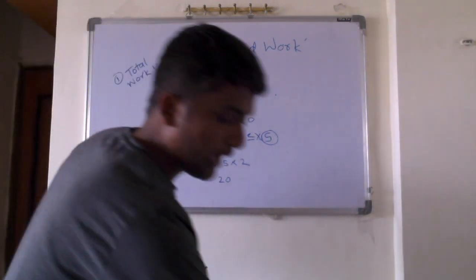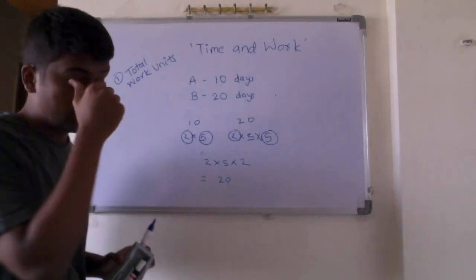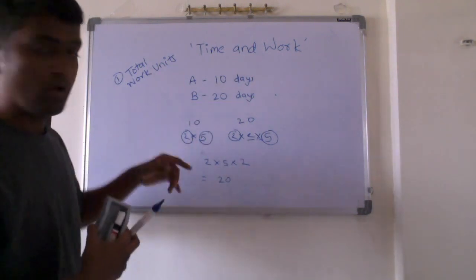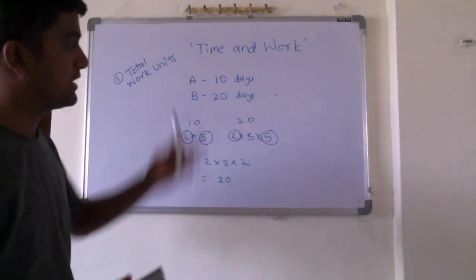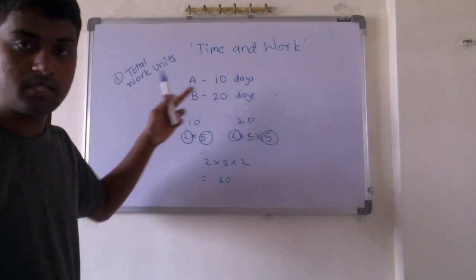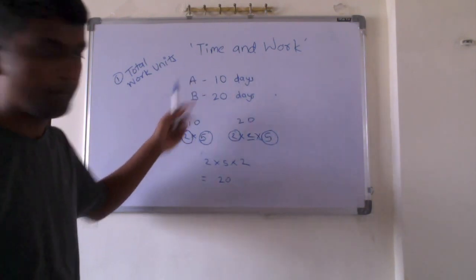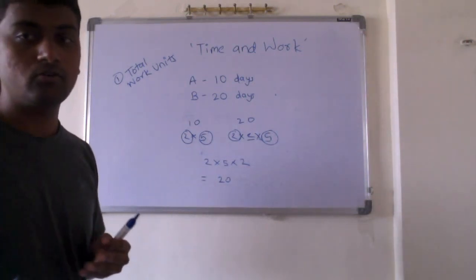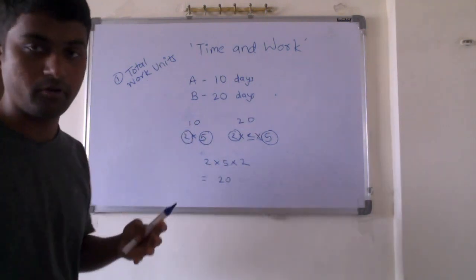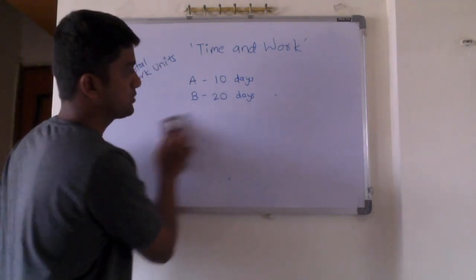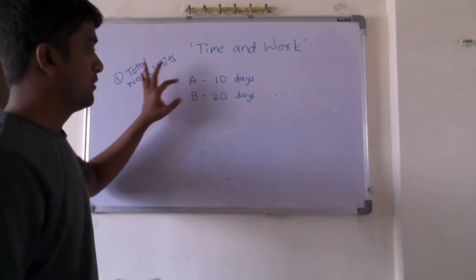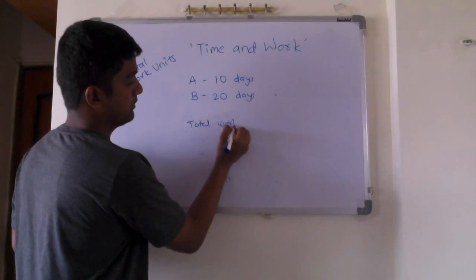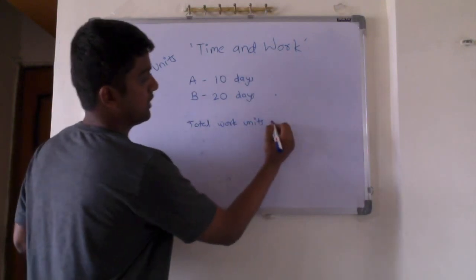As you go ahead with these questions, calculating LCM, you will find out tricks for yourself. If you have two numbers and one number is a multiple of the other, the bigger number would always be the LCM of both of them. These tricks you'll come to know as you solve more problems, and it will become more evident. The LCM here is 20, so we'll take total work units as 20.